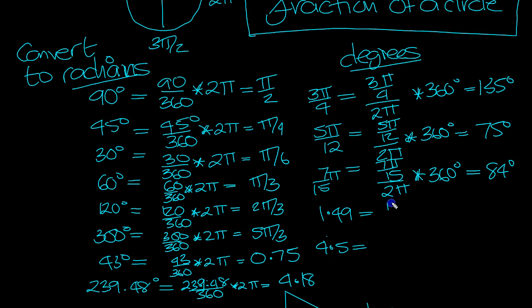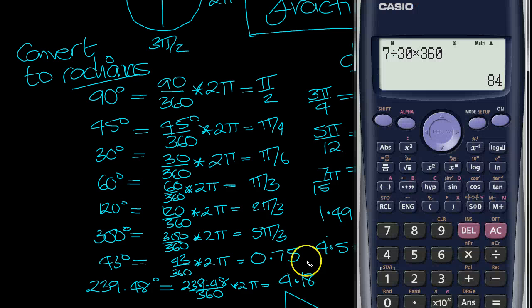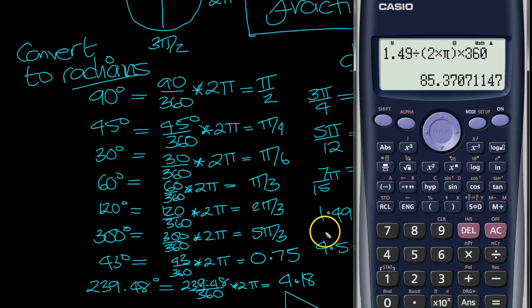1.49, so it's 1.49 fraction of the circle in degrees. So 1.49 divided by bracket 2 times pi, because they're all underneath, close bracket, times by 360 degrees. 85.37.